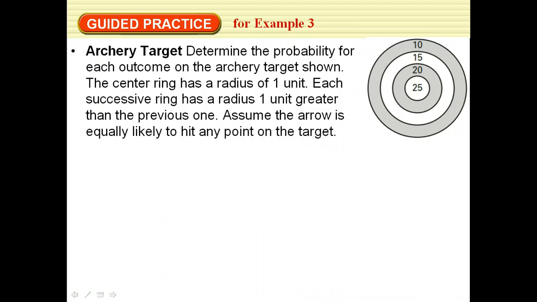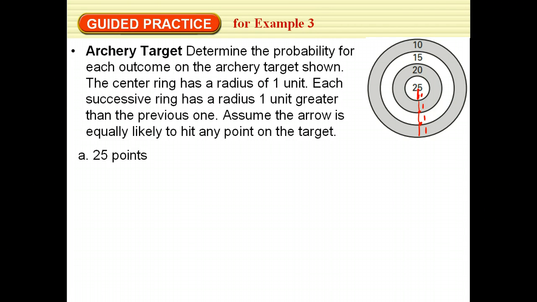So here's some guided practice to try. Determine the probability for each outcome of the archery target shown. The center ring has a radius of 1, so from here to the outside is 1. It says each successive ring has 1 greater, so this is 1, this is 1, and this is 1. So notice from the center, the 25 is a radius of 1. From the center out to the end of the 20-point region is a radius of 2. Out to the end of the 15-point region is a radius of 3, and the whole thing is a radius of 4. So let's see how we'll do this.